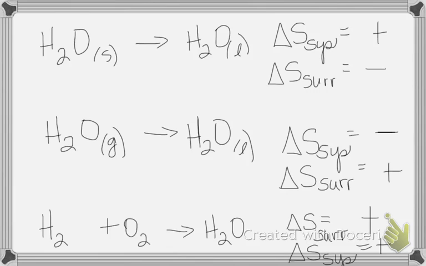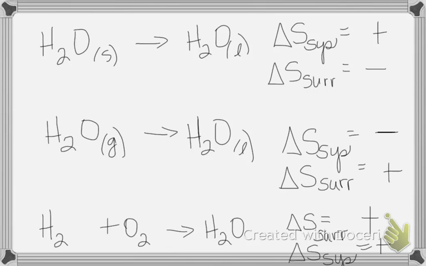So if the system's positive, that doesn't just define the surroundings as negative. If the system's negative, that doesn't necessarily define the surroundings as positive. You can have both of them being positive. You will never have both of them being negative. Both the system and the surroundings will never both be negative.